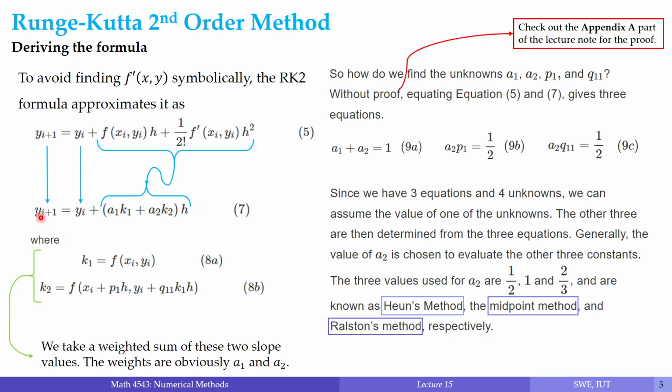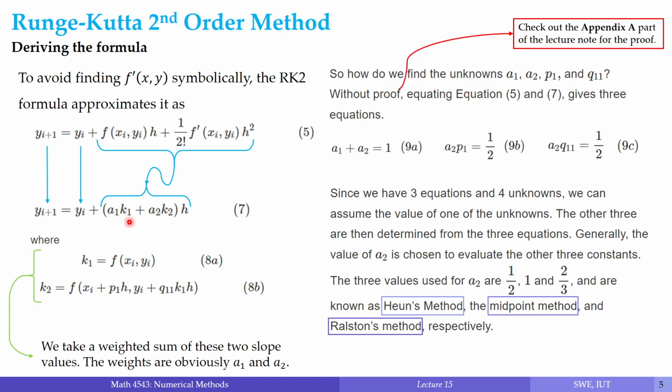So if you say y equals mx plus c, where of course m is the weighted sum of the two slope values that we are considering. So a1 k1 plus a2 k2 is a weighted sum of two slope values. Okay. So what are these k1 and k2? We'll come to that in a bit. For now, let's just try to understand the structure of the formula.